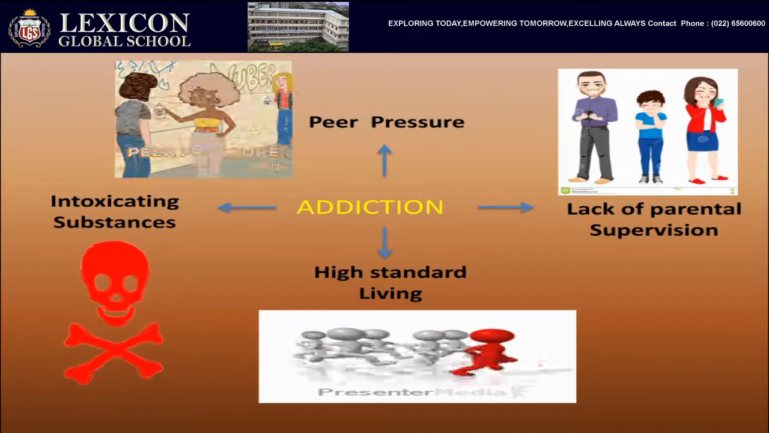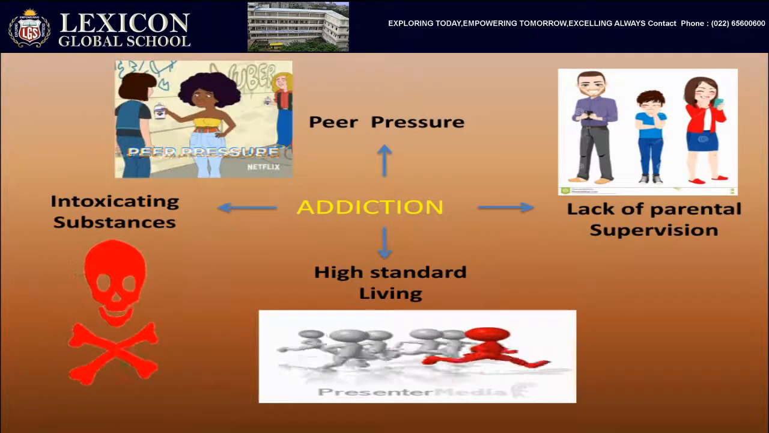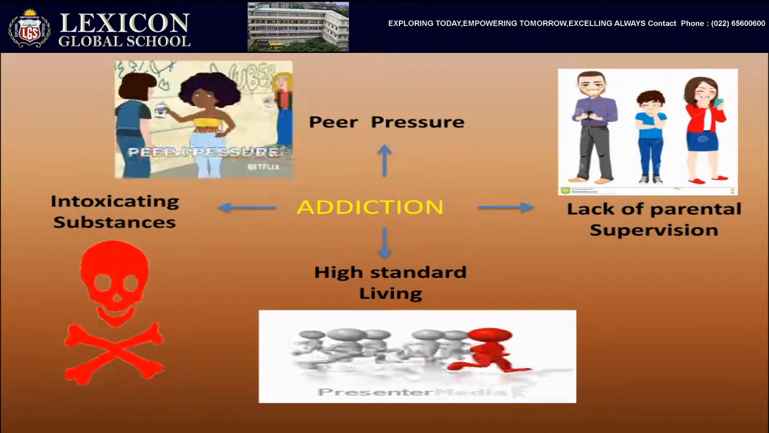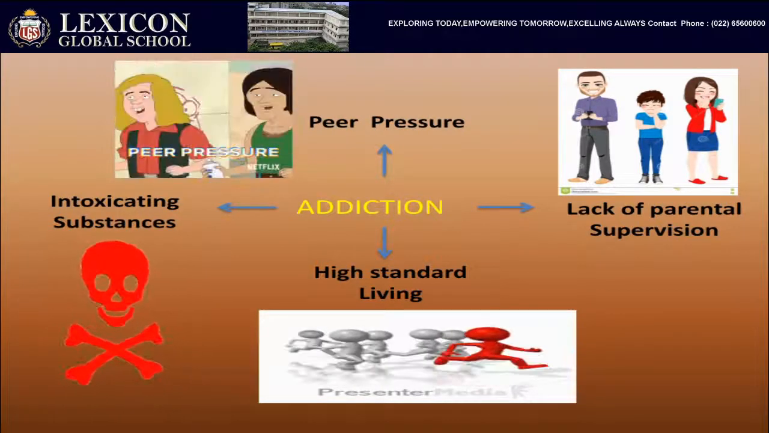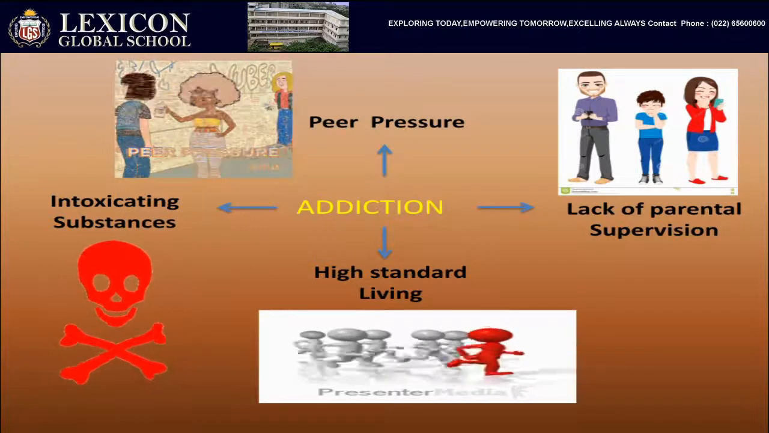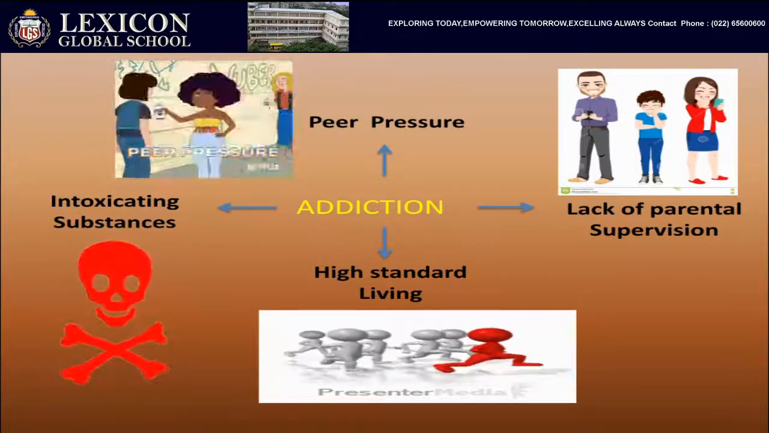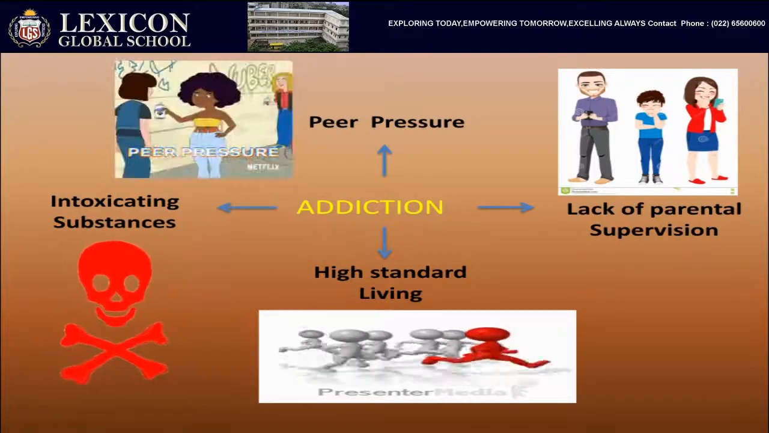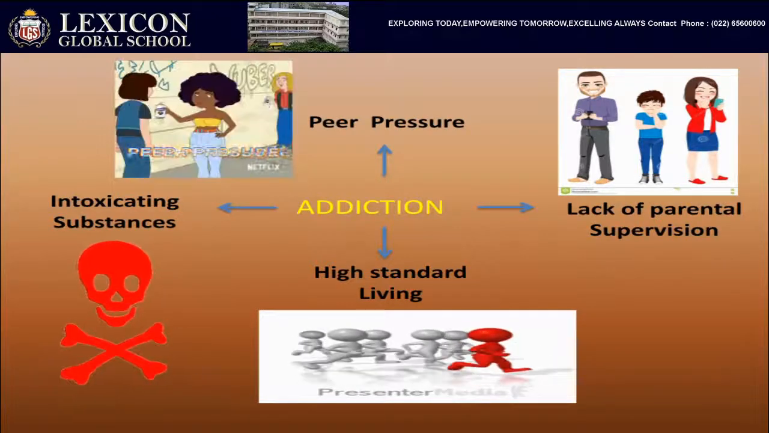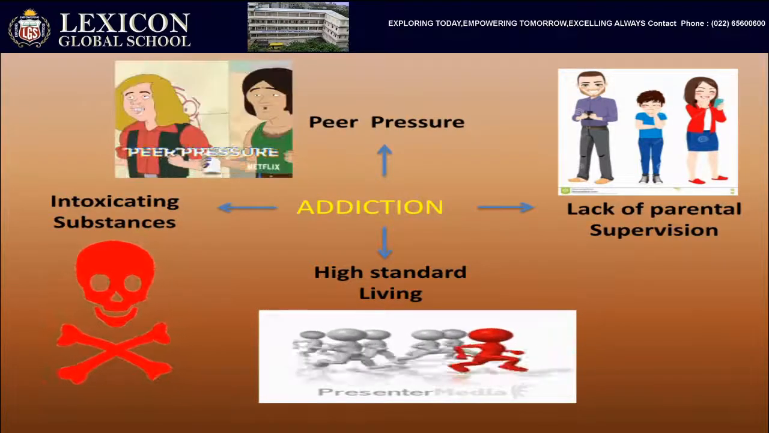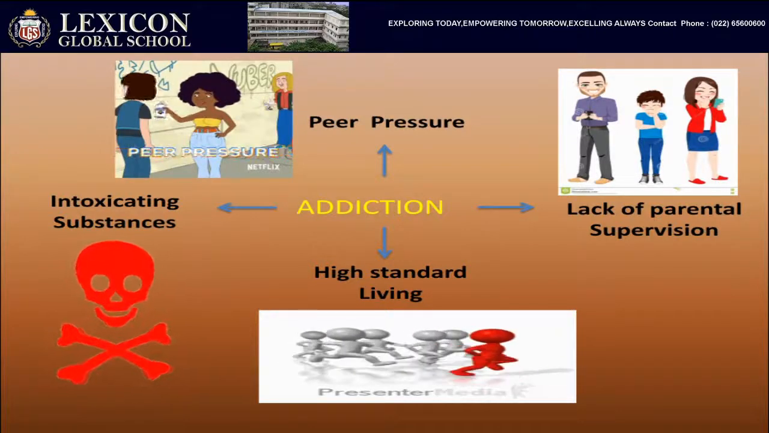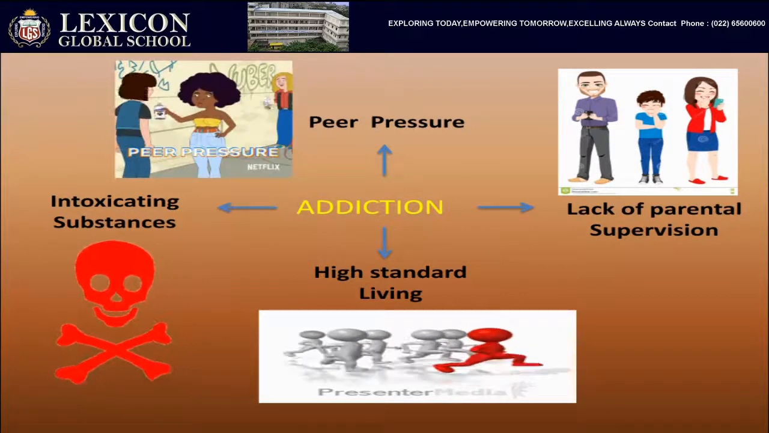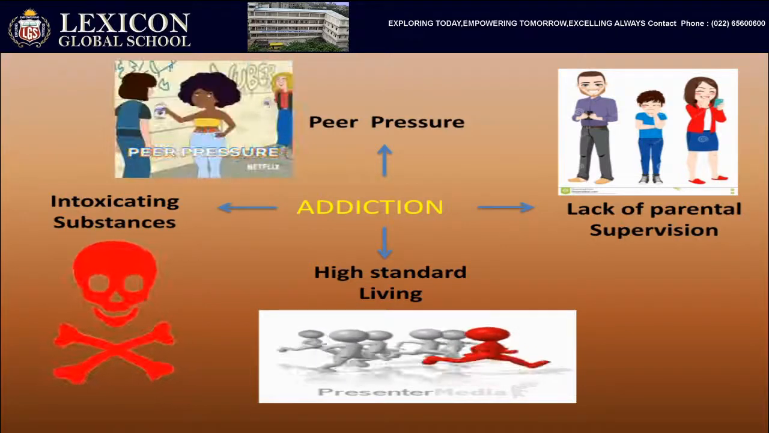Due to lack of parental supervision, children in their early age start using tobacco, cigarette, gutka, alcoholic drinks, drugs, etc. This may be due to peer pressure. The children fall into the trap of addictions either due to peer group pressure or due to false symbol of high standard living. Sometimes they try to imitate their elders.